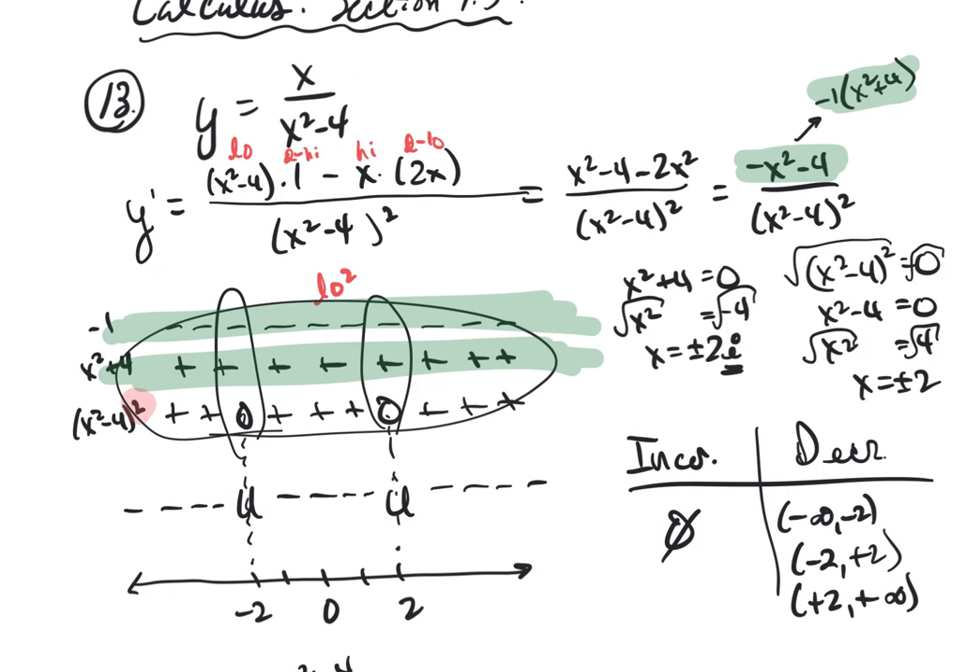And the first derivative can be undefined wherever the denominator is equal to 0. And that's going to occur on this line, and you can see that occurs at -2 and +2. So our critical values are -2 and 2. Okay? But, of course, there's an issue with that.